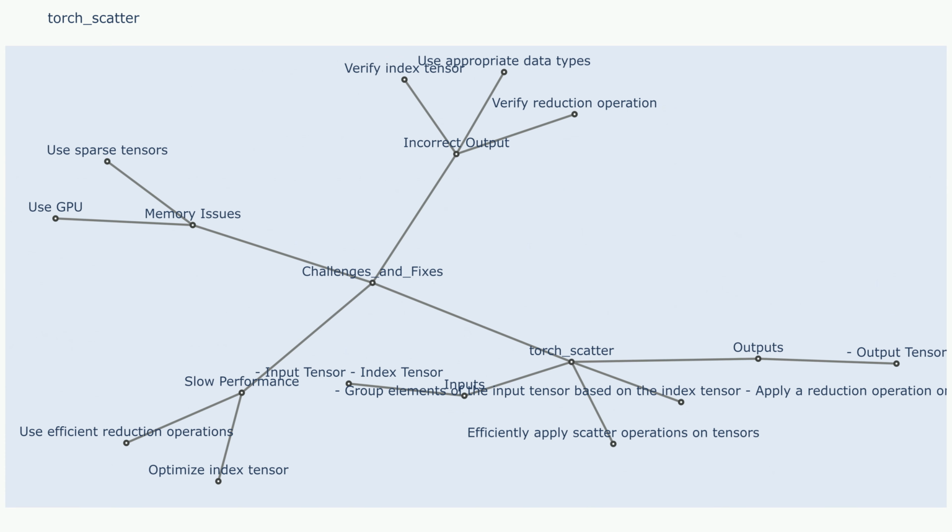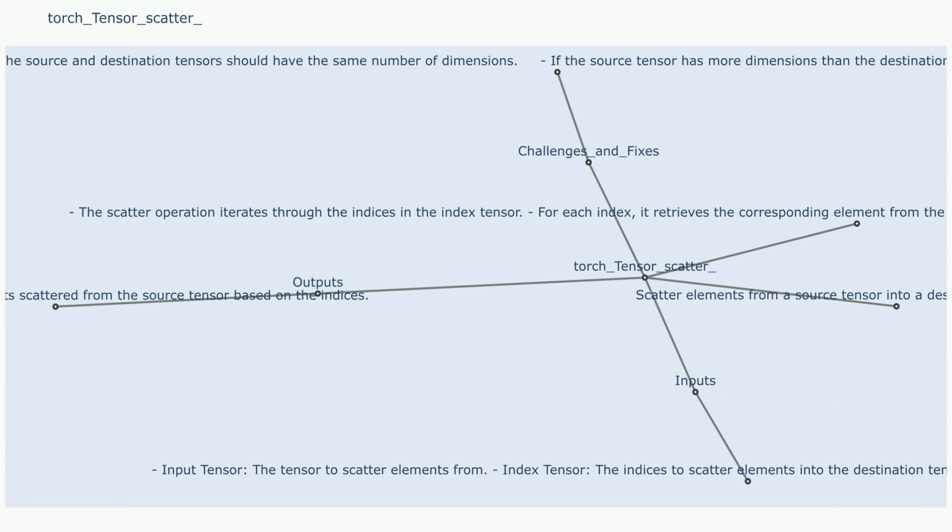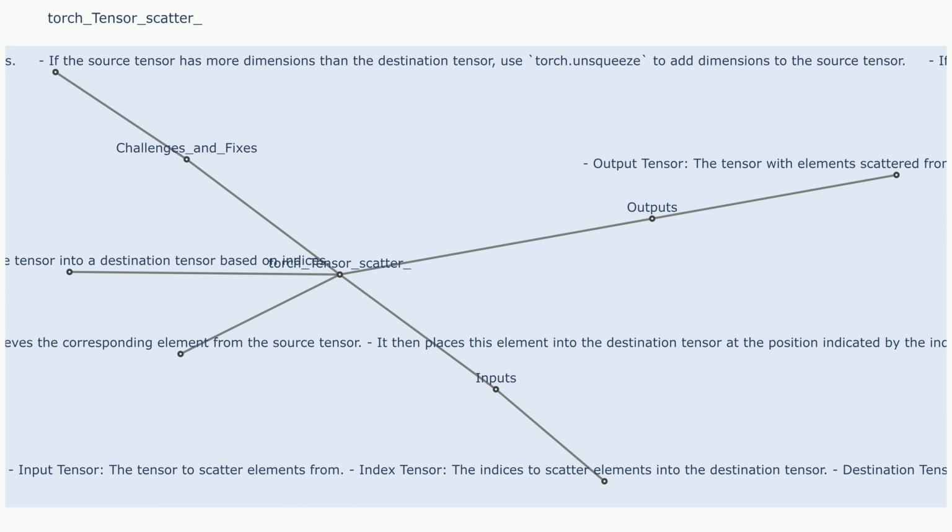Torch tensor scatter. Description: the torch tensor scatter function is a powerful tool for efficiently updating elements of a tensor based on indices and source values. It allows you to scatter values from a source tensor into a destination tensor according to specified indices. src: a tensor containing the values to be scattered into the destination tensor.